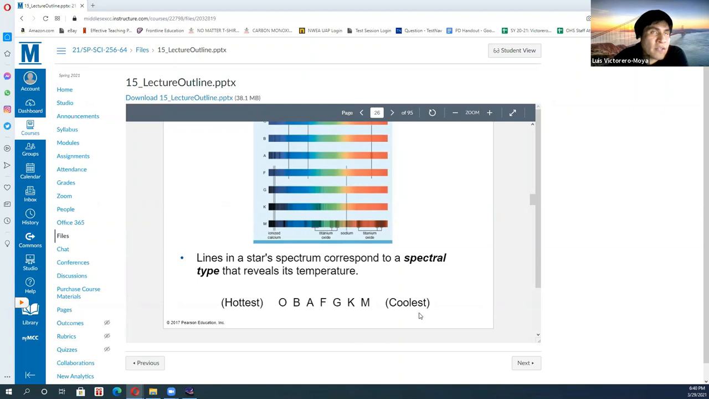You go from O to M. O is the hottest, M is the coolest. You're probably wondering, where is the sun located? Well, the sun is located around the middle towards the cool side. The sun is a G spectral type star. However, it's not that cool. It's almost 6,000 kelvins. So it's a G2 star. And it's a G2V because it's a main sequence star, which we are going to learn also today.